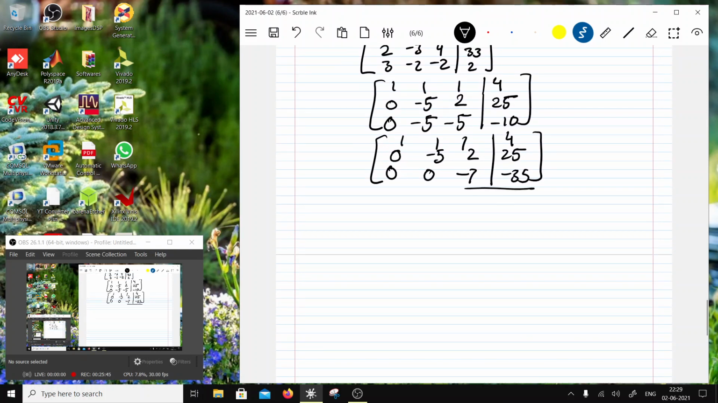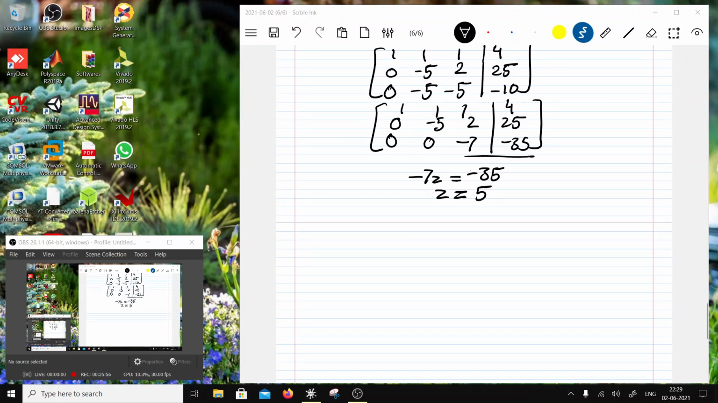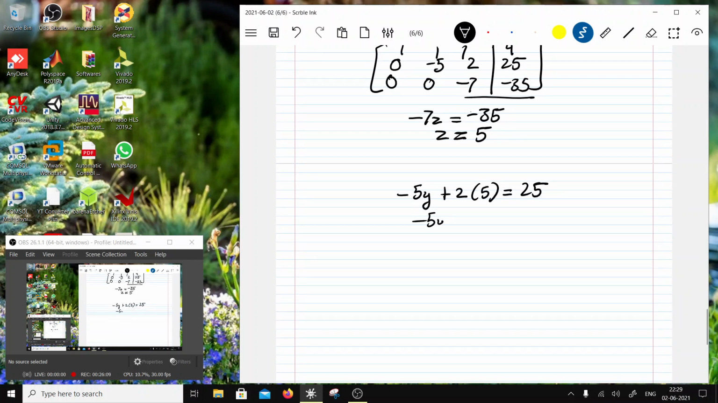Now here the last equation is minus 7z is equal to minus 35. So z will be equal to 5. So that's my answer. Now if I substitute this in the second equation over here, this will be minus 5y plus twice z, which is 5, is equal to 25, right? So minus 5y is equal to 25 minus 10, that is 15, right? So y is equal to minus 3, correct? So I have got one answer, I have got the second answer.